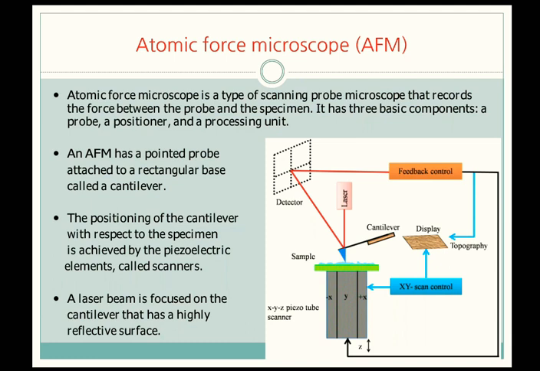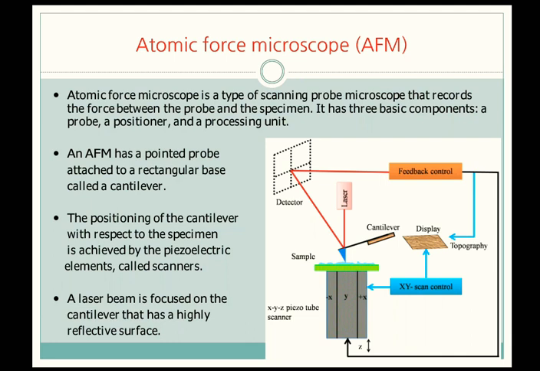processing unit. An AFM has a pointed probe attached to a rectangular base called a cantilever. So there will be a cantilever beam, and at the end of that cantilever the probe or analyzer is attached. The positioning of the cantilever with respect to the specimen is achieved by piezoelectric elements called scanners. The laser beam is focused on the cantilever that has a highly reflective surface.